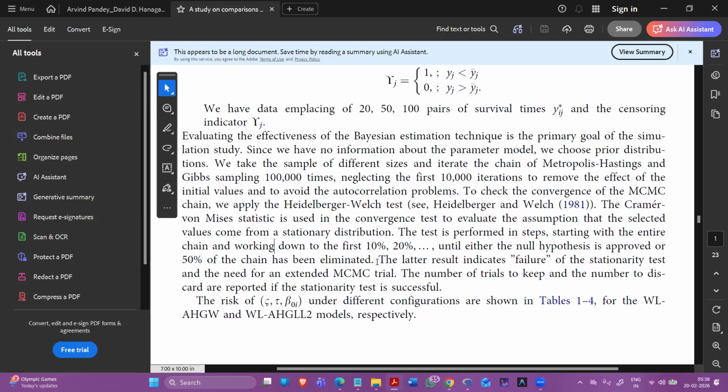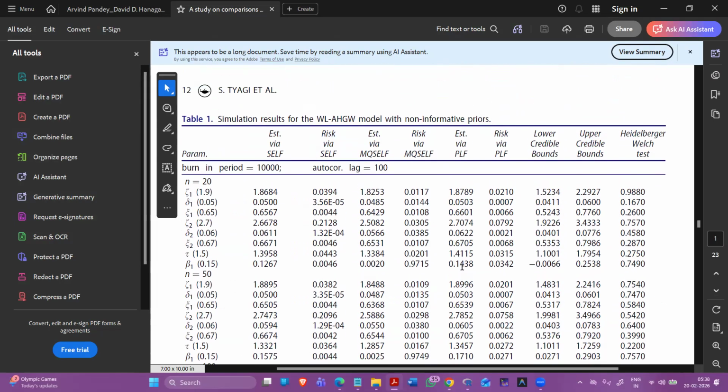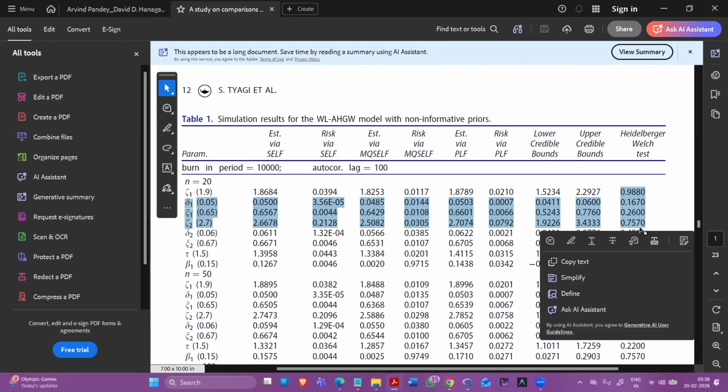What we will do, we will take the first 10% of observations and then check whether they reach the stationary state or not. After that, we will take 20% and check whether they reach the stationary state or not. Like that, we will go up to 50% of the observations and check whether it has reached the stationary state or not. All right. So in that, it always provides the p-value. If the p-value of the test is greater than 0.05, you say that your chain is reaching the stationary state. Otherwise, the chain has not converged completely till now.